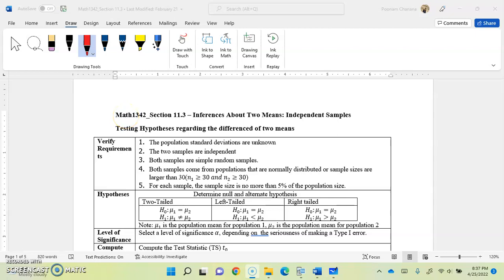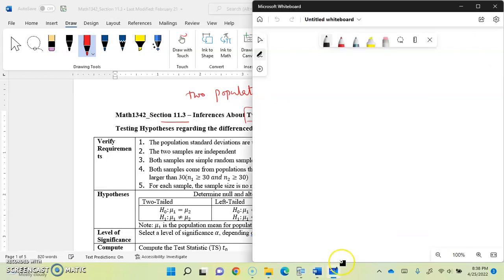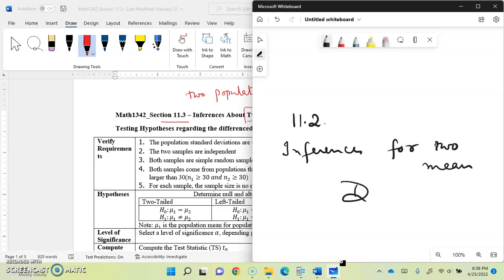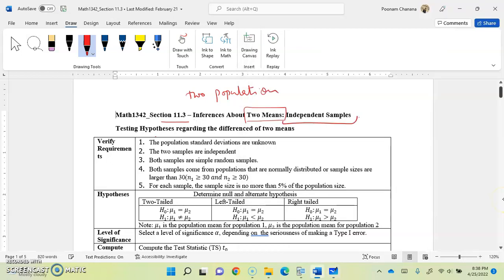So we're going to do 11.3 today. It's about inferences about two means. So we are still working with two populations, but now we are working on independent samples. If you remember, in 11.2 we worked on the inferences for two means, but they were dependent samples. Okay, now we are going to work on independent samples.